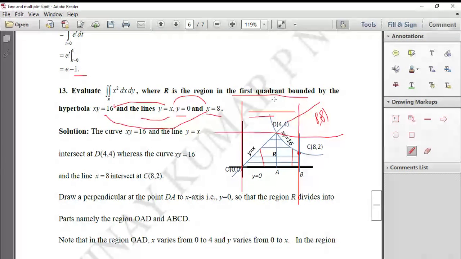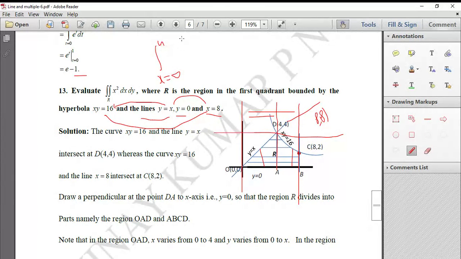What is that? Let us draw a perpendicular at 4. Let us draw a perpendicular at this point, the point of intersection of these two curves, y is equal to x and this. Now, in this region, you take the height as y is equal to 0 to y is equal to x. Any point up to here satisfies the condition y is equal to x. And what about x? X varies from 0 to 4 here.